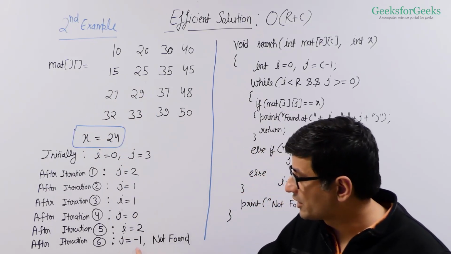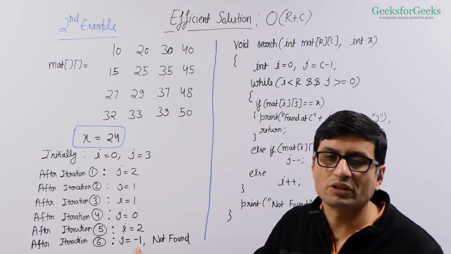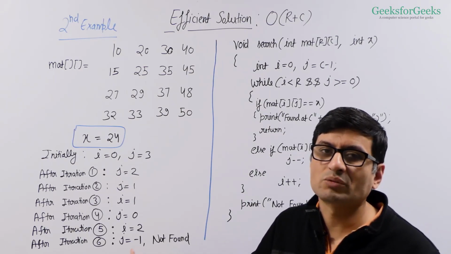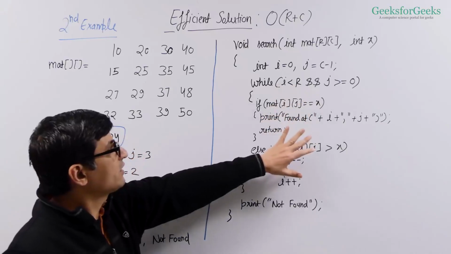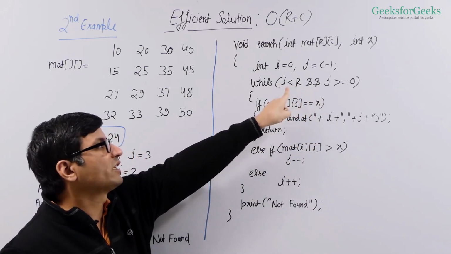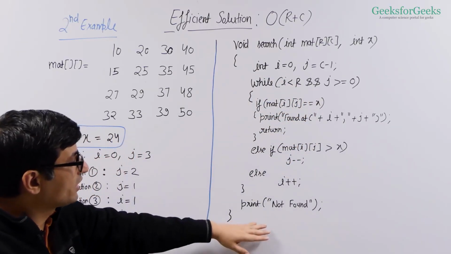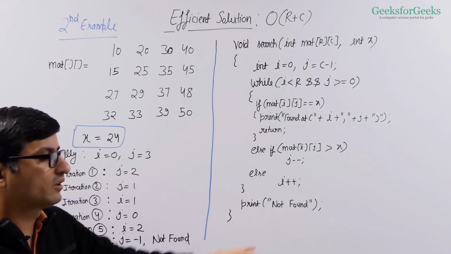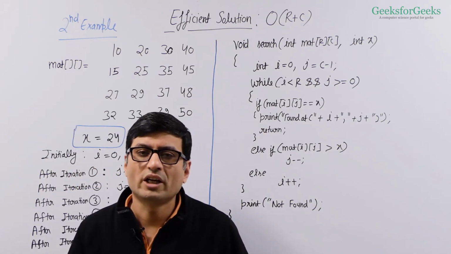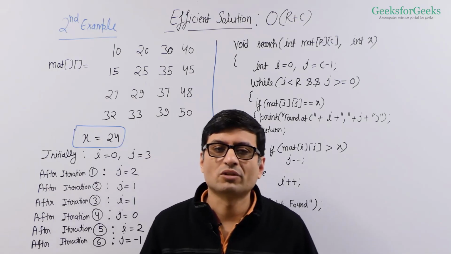When we go to the left side, j becomes minus 1 because j was 0. When j becomes minus 1, you come out of the loop, right? You run the loop while j is greater than or equal to 0 and i is smaller than r. So when we come out of the loop, we print not found. So that's how this solution handles the elements also which are not present.